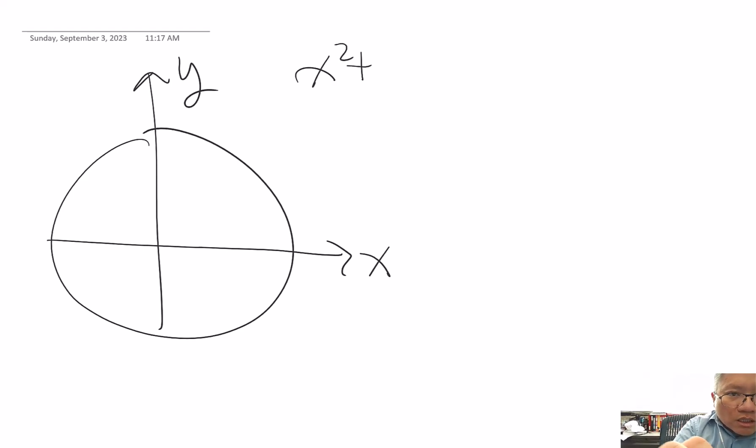We know the Cartesian coordinate system gives you this. This is a circle, center at the origin, radius 1, okay? So let's make it radius 2. So it'll be like that. So this is going to be 2, right? And this is going to be 2, and so on.